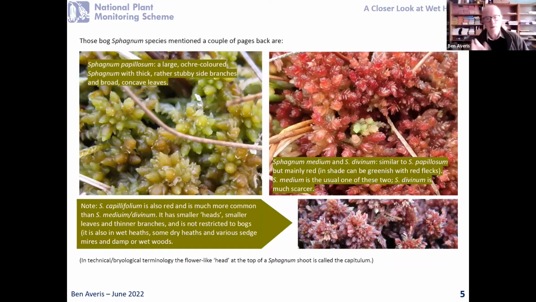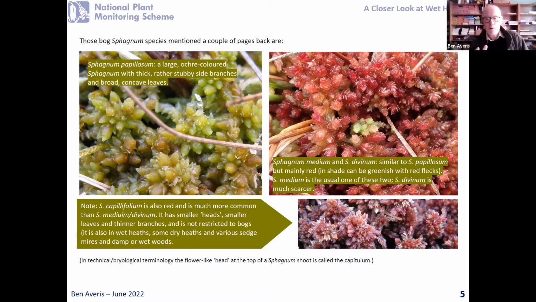I know the MPMS doesn't officially do mosses, but if you're wanting to check out, is this wet heath or is it bog, there's a couple of mosses you can bear in mind. These are big, chunky sphagnum species. Sphagnums have that sort of flower-like head at the top. All the side branches in sphagnums, if you look at them, you can differentiate between some that are wide-branched, kind of like big sphagnum, and others that are much more narrowly branched, like the picture on the lower right. You could call them small sphagnums, although any of them can form big patches.